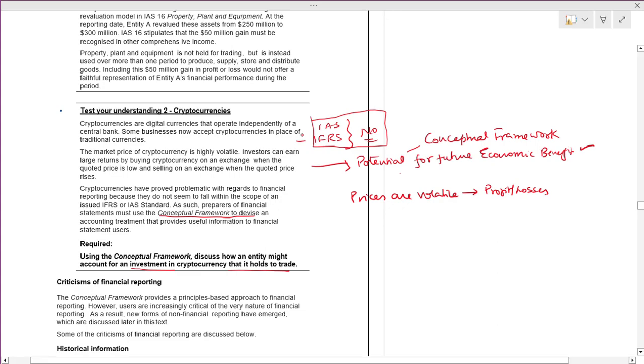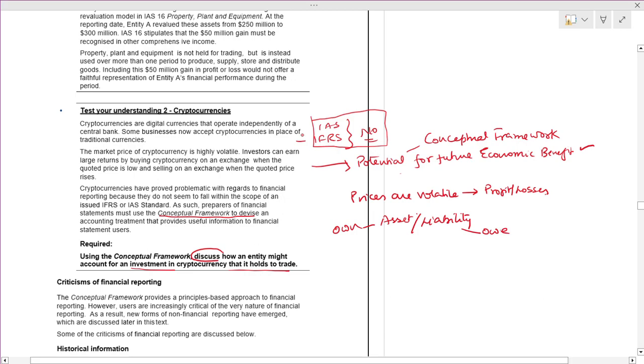Now, using the conceptual framework, discuss. We are not going to make a conclusion how the entity might account for investment in cryptocurrency that it holds to trade. We are just making a discussion on this. Either it will be an asset or it has the characteristics of an asset. If you borrow cryptocurrency, it has the characteristics of a liability. If you are owing it, it is a characteristic of a liability.